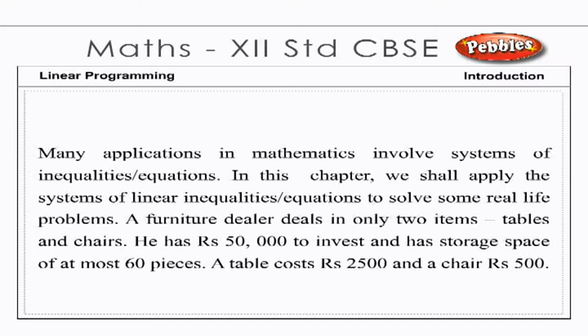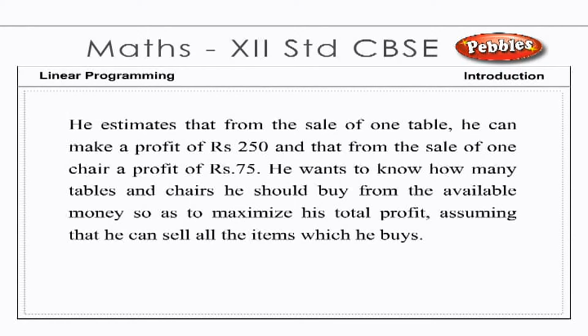A furniture dealer deals in only two items, tables and chairs. He has 50,000 rupees to invest and has storage space of at most 60 pieces. A table costs 2,500 rupees and a chair costs 500 rupees. He estimates that from the sale of one table he can make a profit of 250 rupees and that from the sale of one chair a profit of 75 rupees.